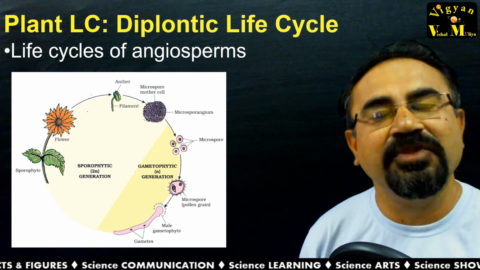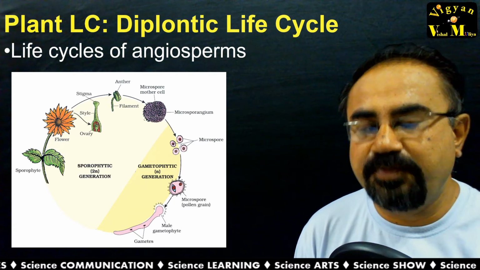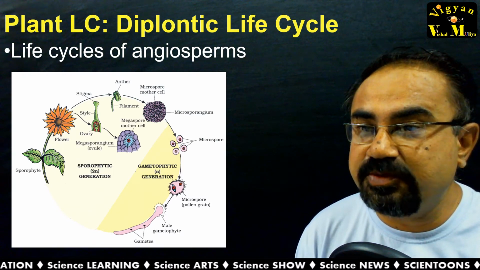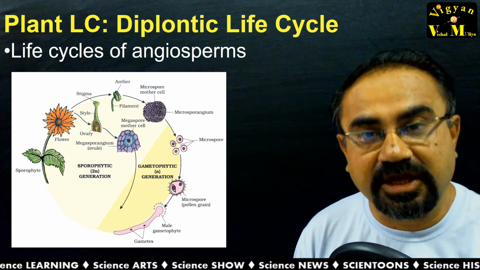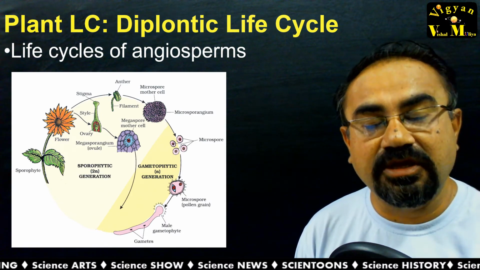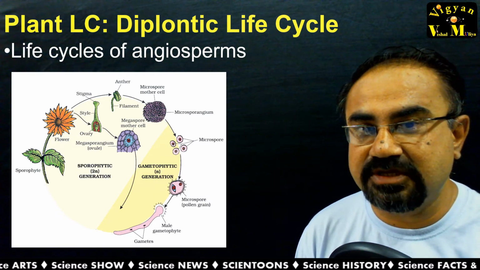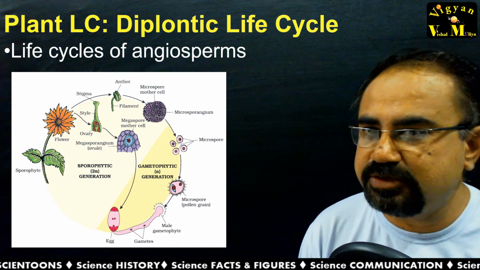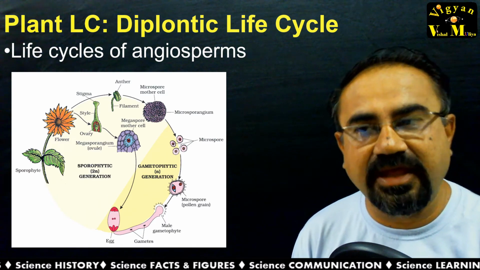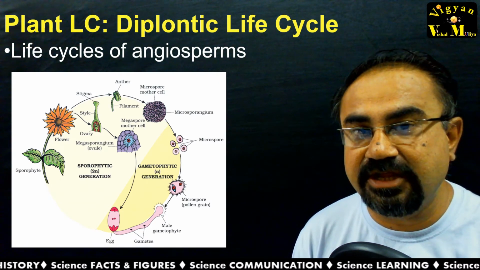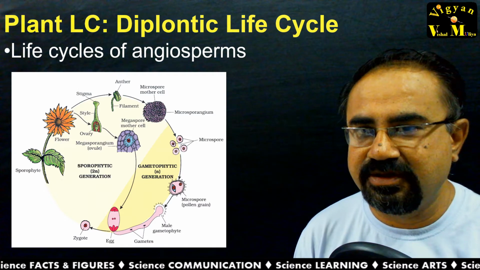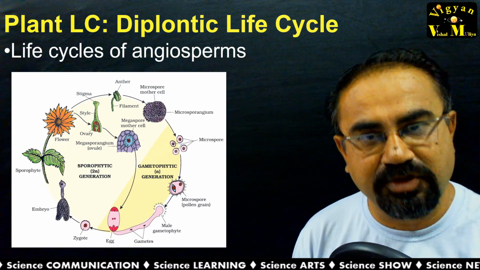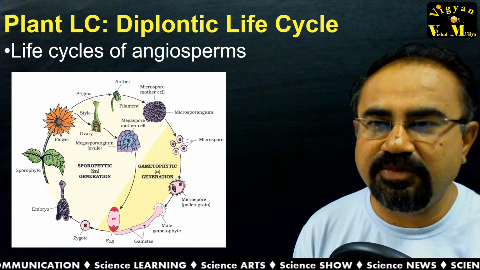This male gametophyte ultimately requires the female gametophyte. The female reproductive organ is the pistil or carpel, which has the megaspore mother cell, and this megaspore mother cell gives rise to megaspore, which ultimately results in the embryo sac, and the embryo sac represents the gametophyte, which has the egg cell. We have already discussed this in the previous video. The fusion of egg cell and male gametophyte results in a diploid zygote.